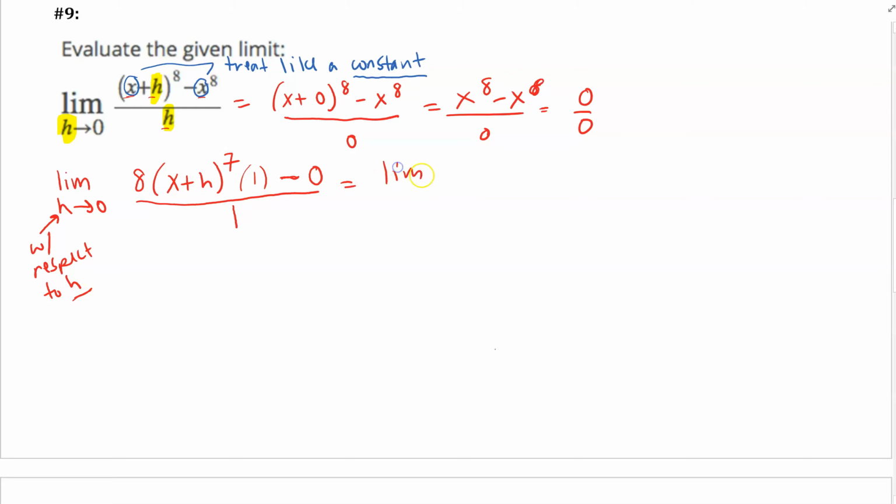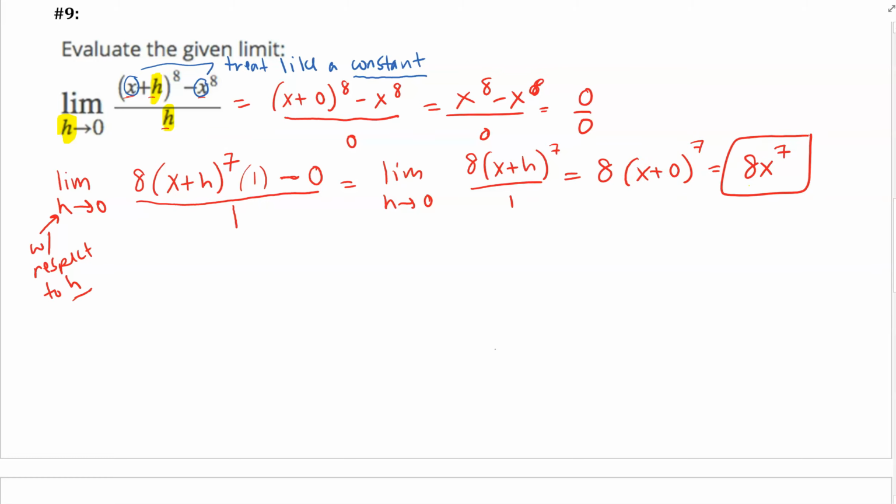So let me just simplify this a little bit. Basically it's the limit as h goes to 0 of 8 times (x + h)^7 all over 1, where I'm letting h go to 0. So that'd be 8 times (x + 0)^7, or 8x^7. So this was the answer. The answer to this limit was 8x^7. And this is the way to solve it using L'Hopital's rule.